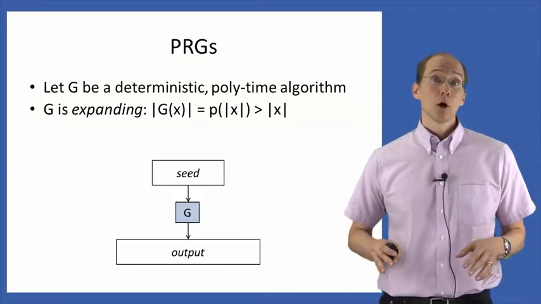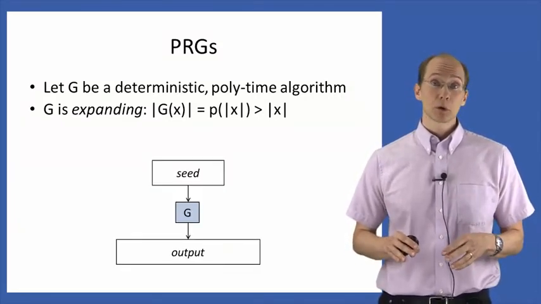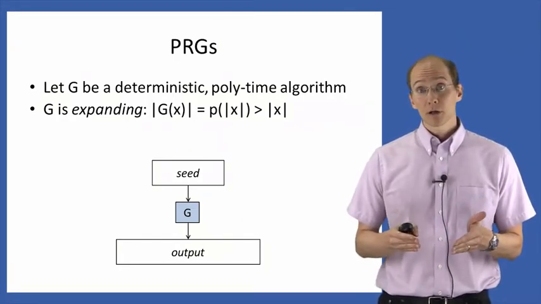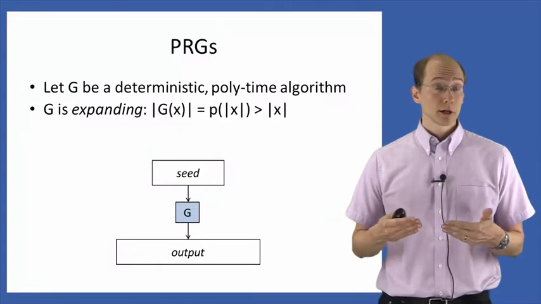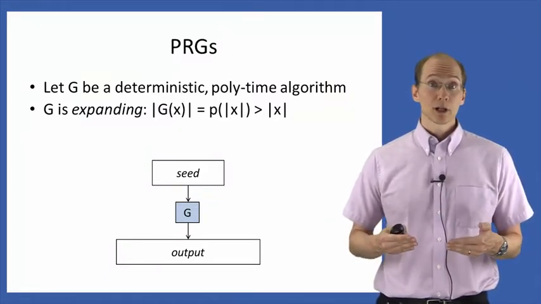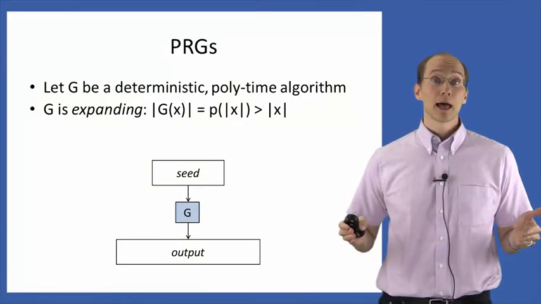In pictures, what we have is this algorithm G, which we're viewing here as a box, and it takes as input a short seed. We're going to continue to refer to the input to G as a seed. It takes that short input and produces a longer output.